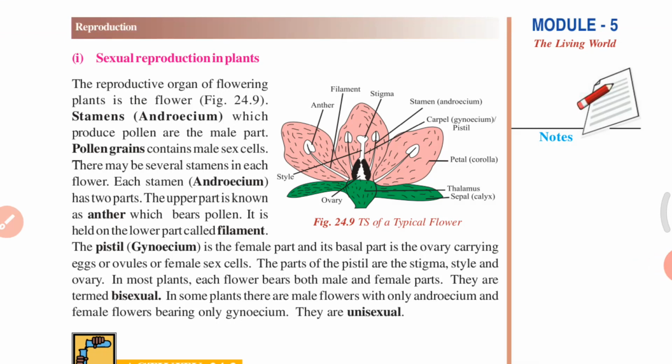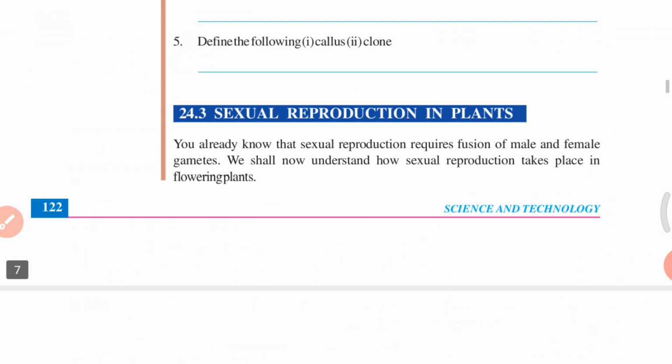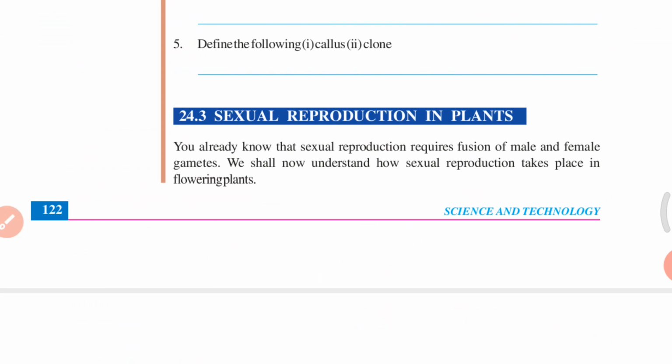In our previous class, we discussed asexual reproduction in plants and lower organisms. Most plants reproduce asexually, and some lower organisms also reproduce asexually. All the other organisms and some plants reproduce sexually. As we know, for sexual reproduction, a male and female individual is compulsory.